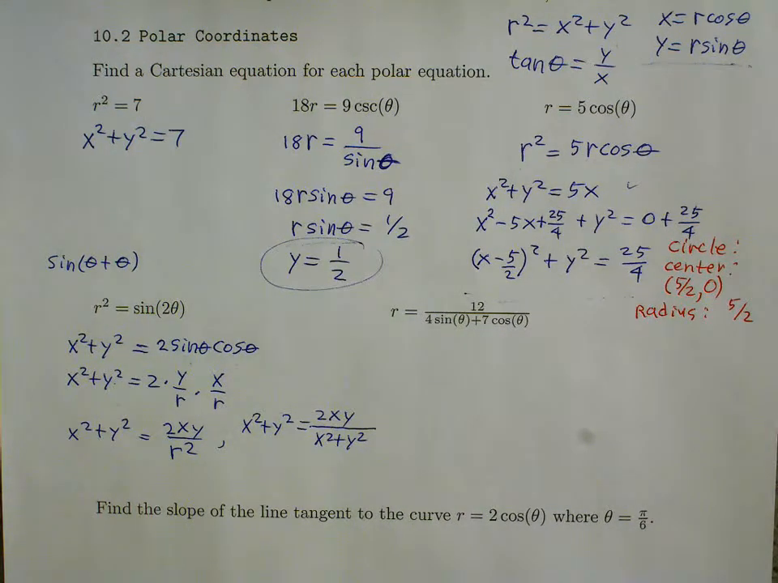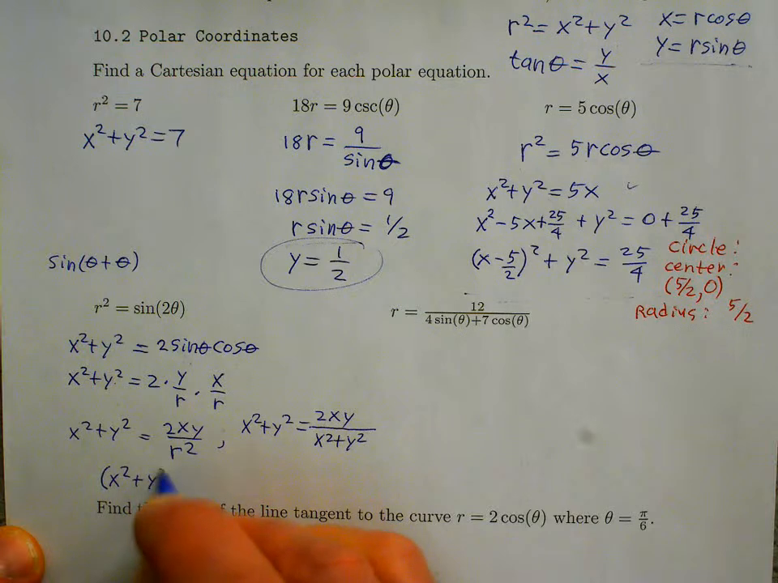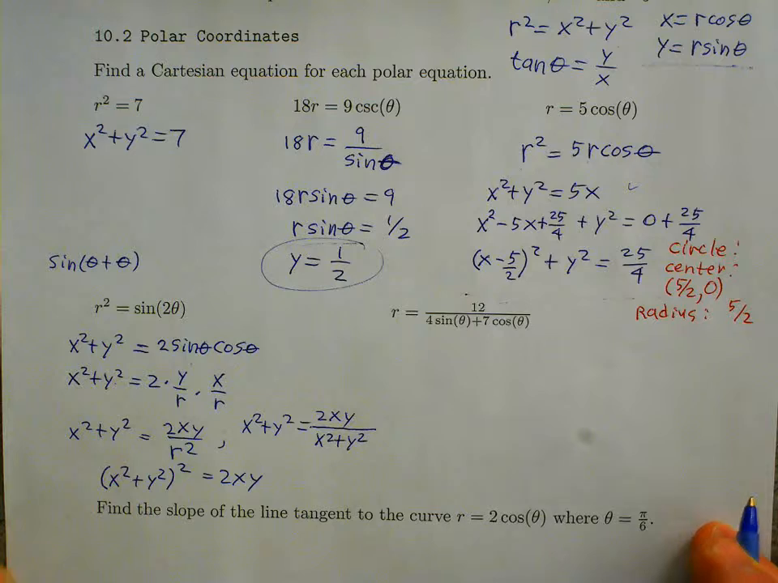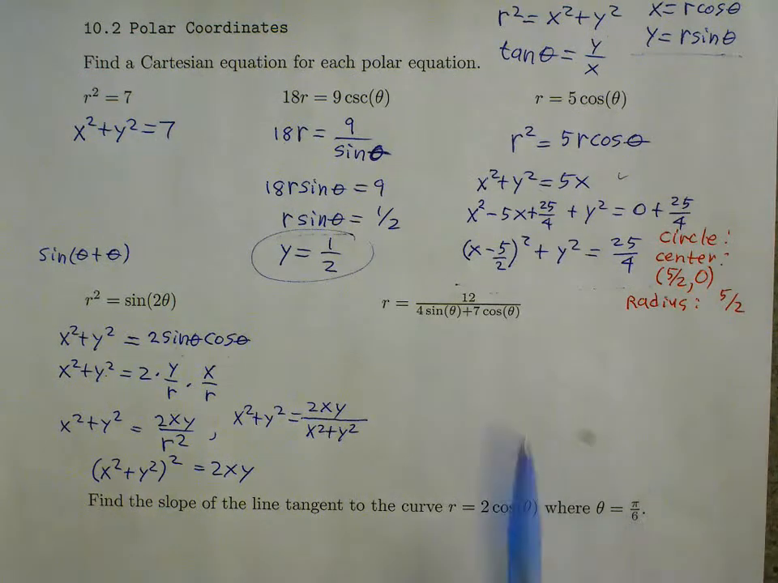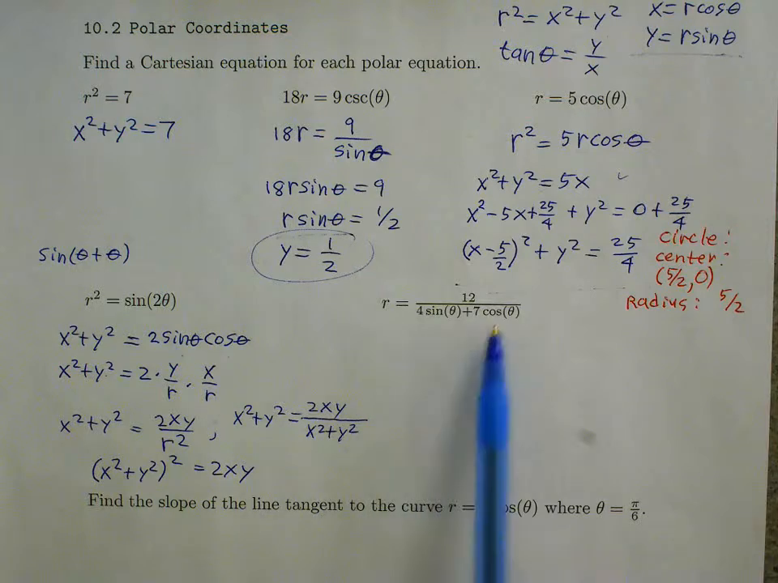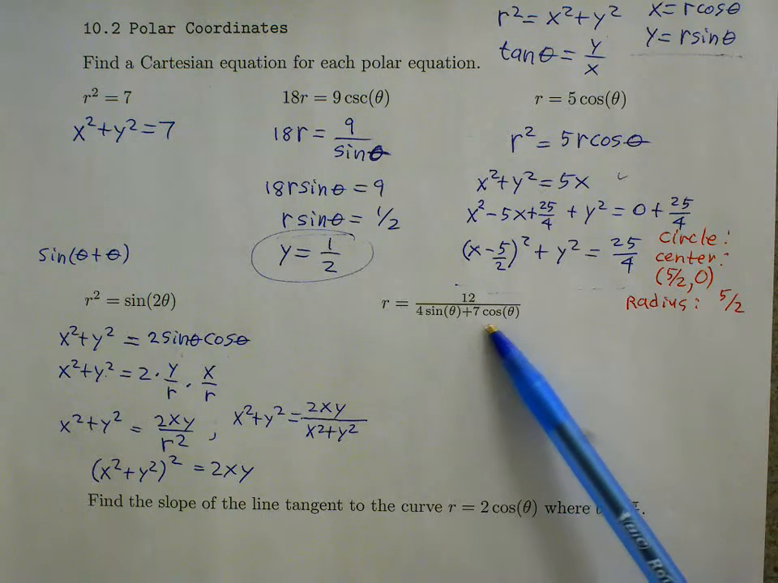So that's a Cartesian equation. You can leave it like this, or you can multiply both sides by the quantity x squared plus y squared. And if you want, you can write it as the quantity x squared plus y squared squared equals 2xy. That's good enough. Okay, one more of these where we find a Cartesian equation for the polar equation. r equals 12 divided by 4 times sine of theta plus 7 times cosine of theta.